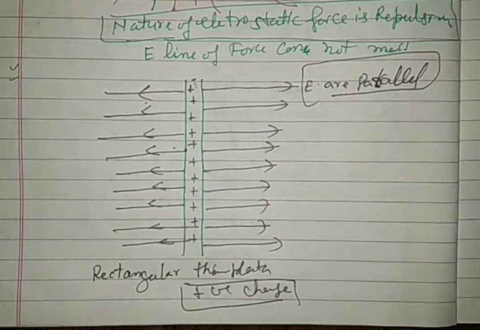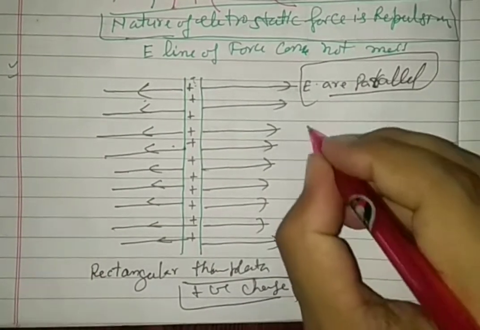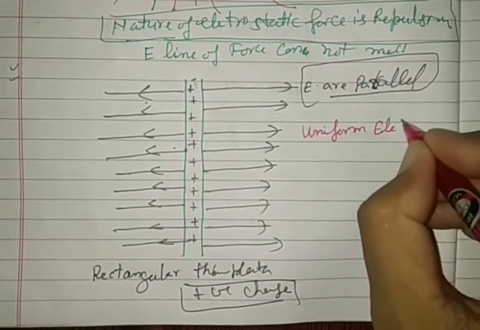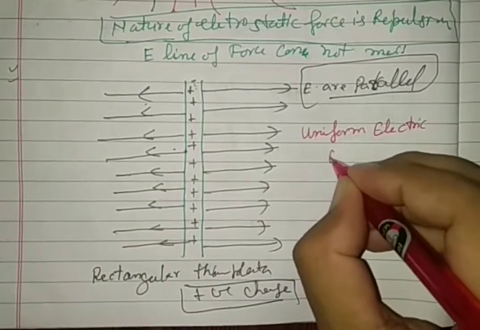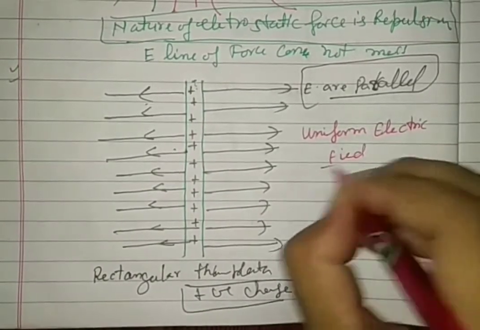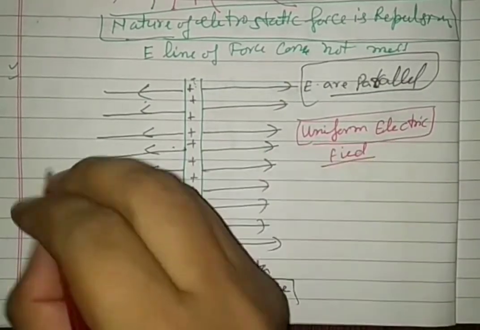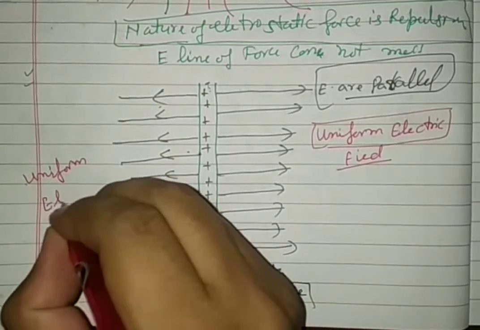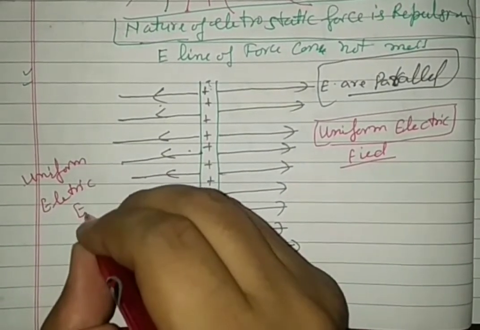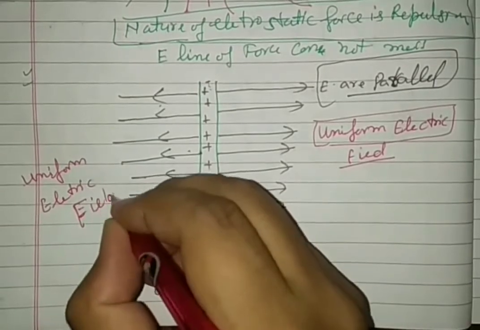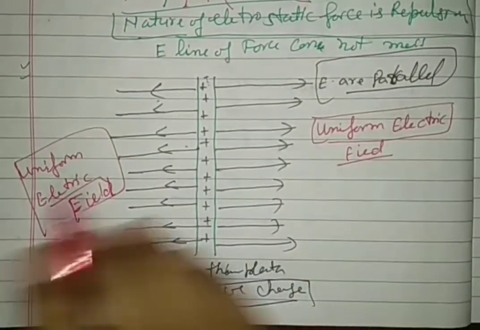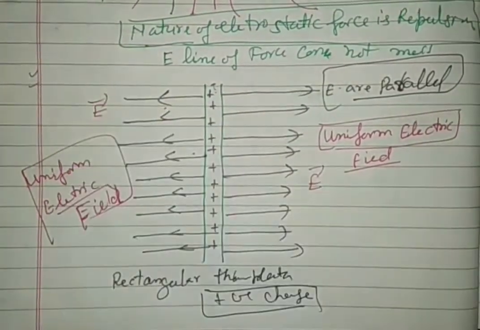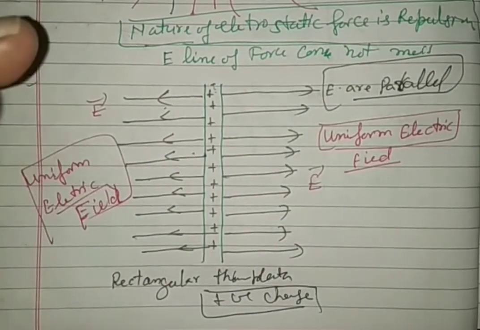Electric line of forces are parallel, which indicates a uniform electric field. So why is there a uniform electric field on both sides? See, in both sides a uniform electric field is available. It is because of the designing of it.